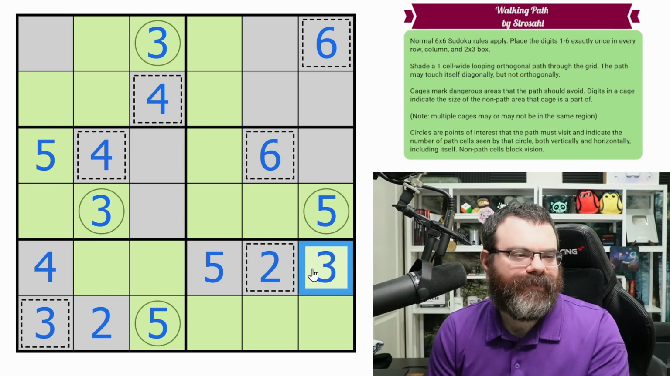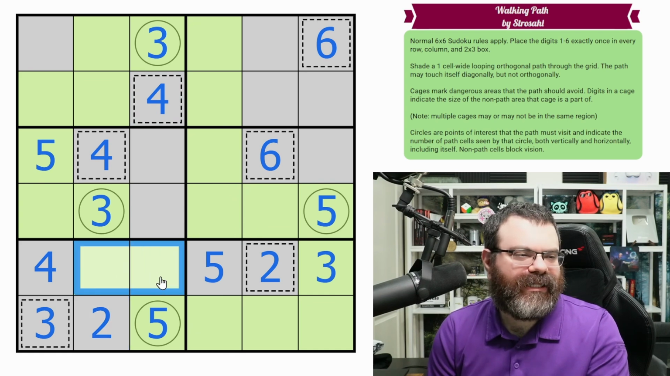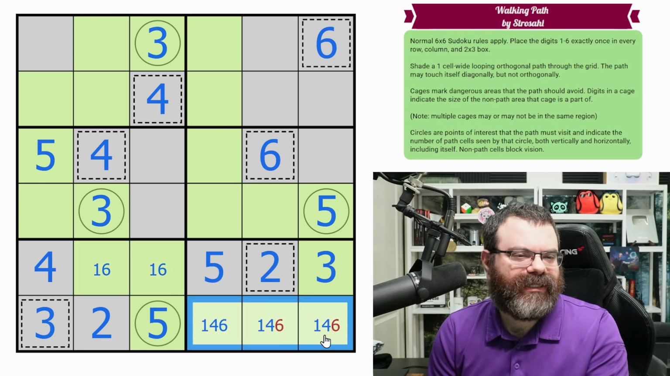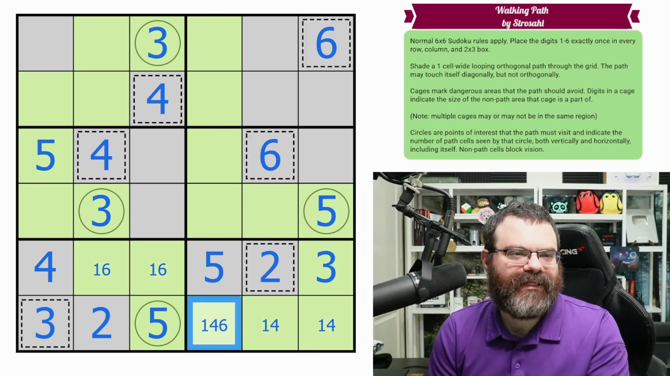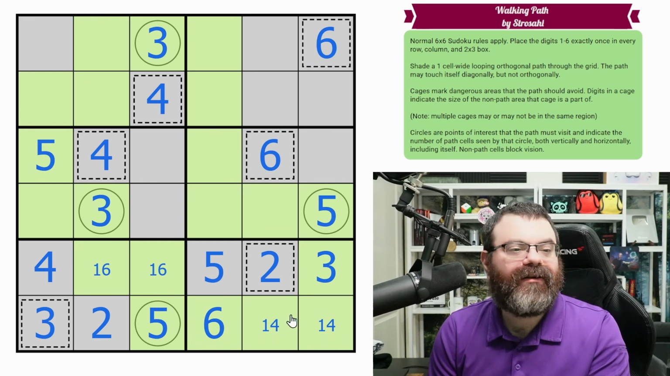We need the 3. 3 is here. 3, 5, 4, 2. Gotta do something with 2s or 1s. I may need to pencil more. What's this? This is 1, 6. Okay. These are 1, 4, 6. Oh, these can't be 6. There, that's what I was missing. The 6s look down. I don't know if that helps too much.